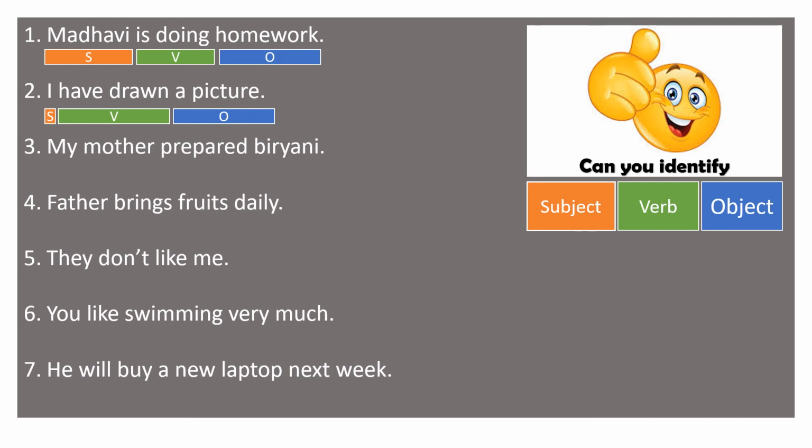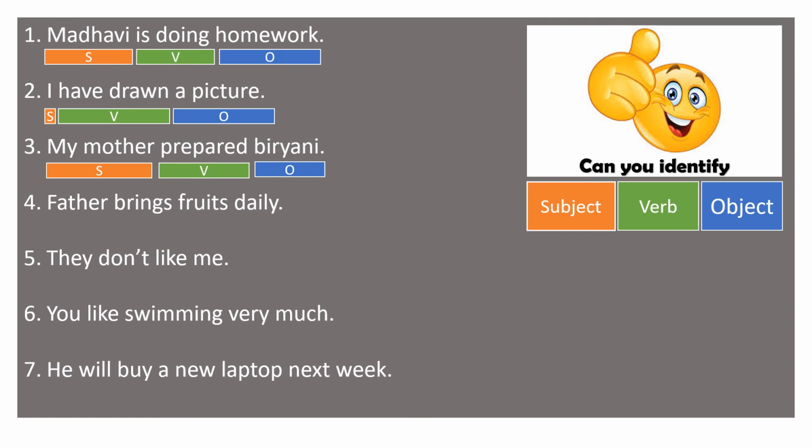And in the third sentence, what is the subject? Yes, my mother. Don't simply say my or mother. They should be together. My mother, subject. What did she do? Prepared is the verb. What did she prepare? Biryani. It is the object. Good. Now let us try the next sentence.